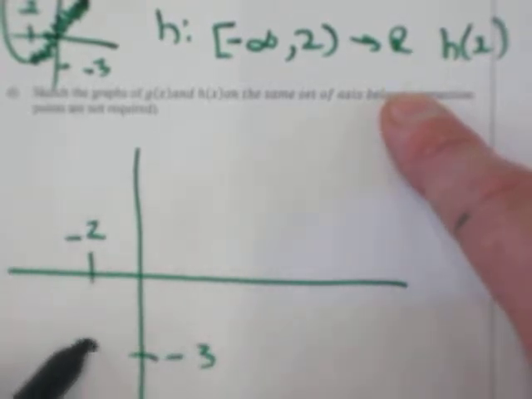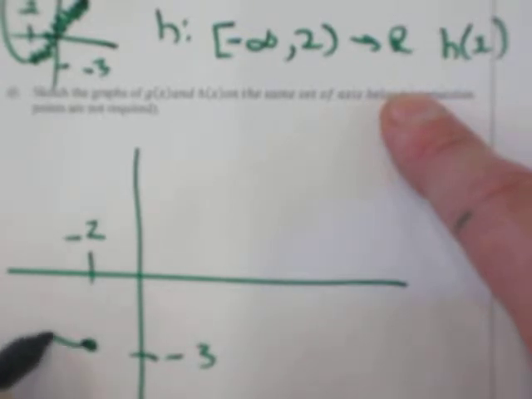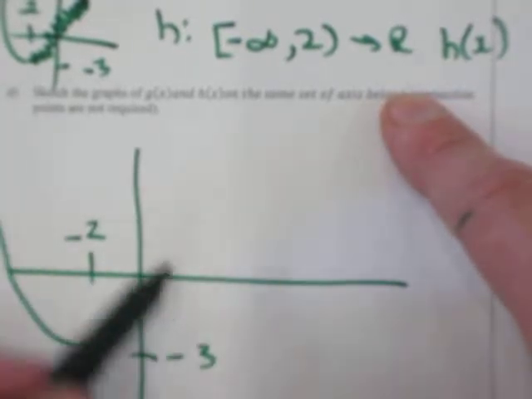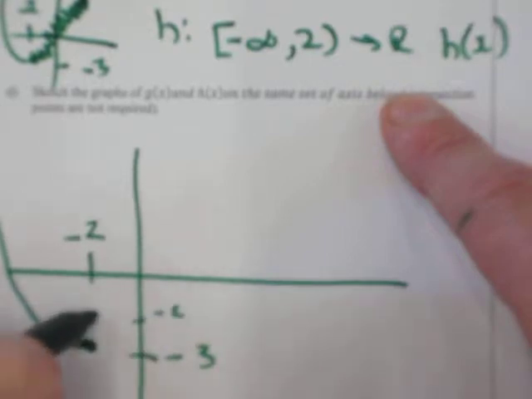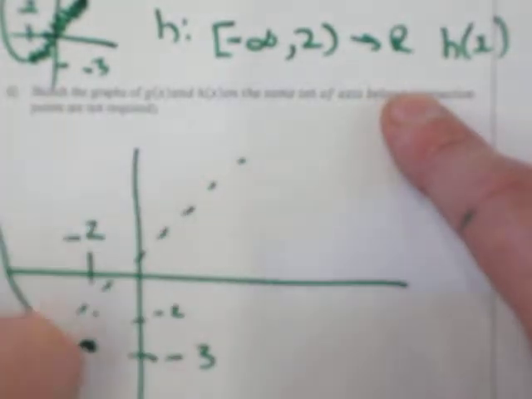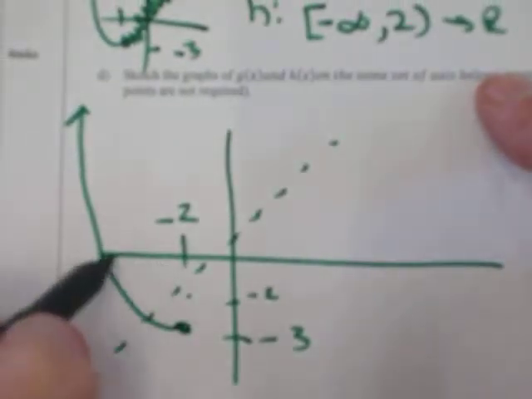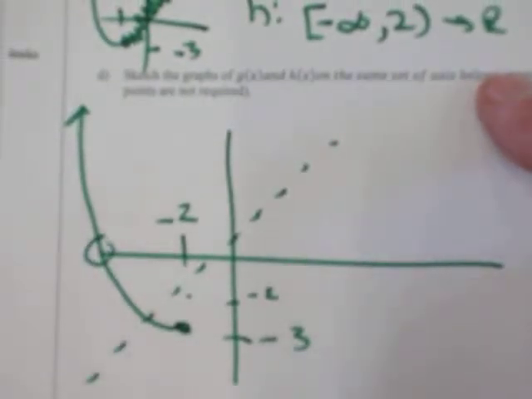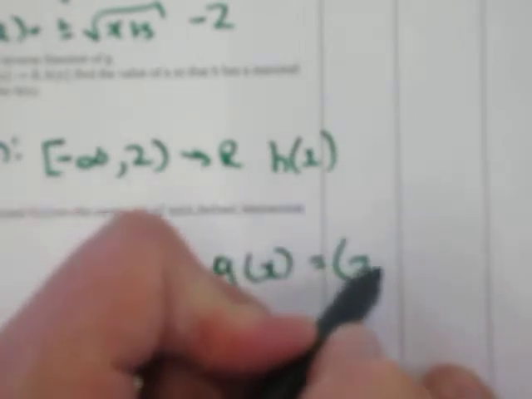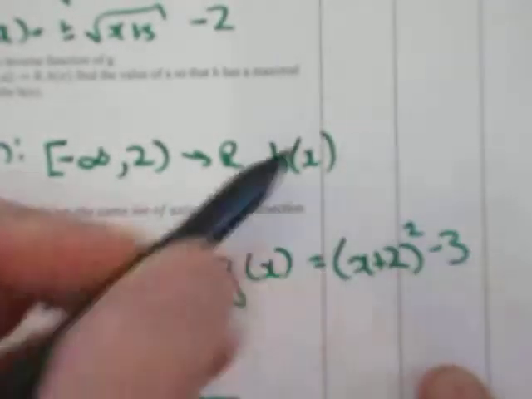So there's the original, negative 2, negative 3, it looks something like that. Negative 2 would be there, and if you want to do your line y equals x, it looks something like that. I need to find this point, so that's an x-intercept. If you go back to the original function g, it's up the top there, I'm just going to write it here: g of x is equal to (x plus 2) all squared minus 3.